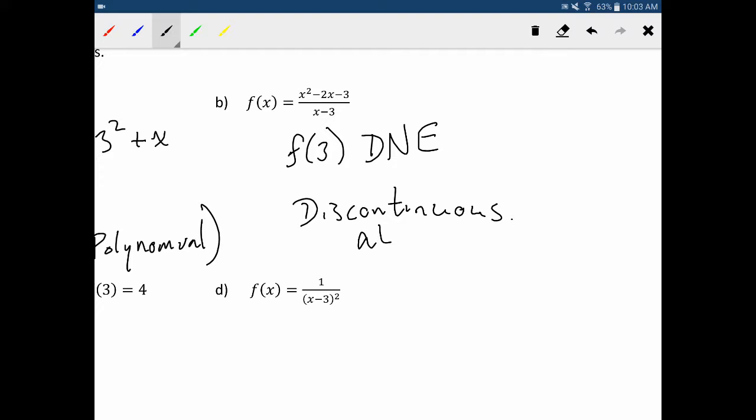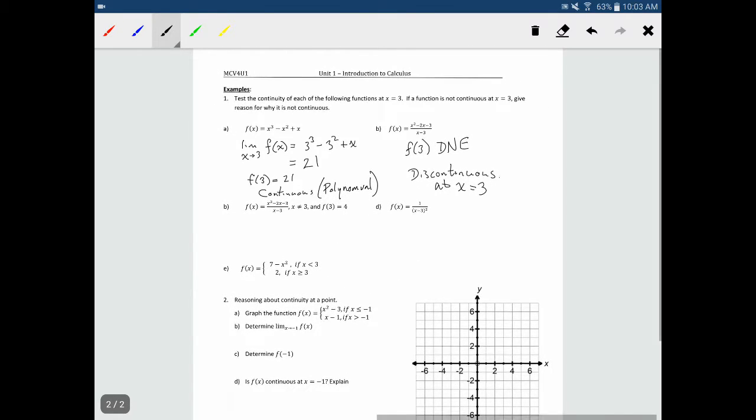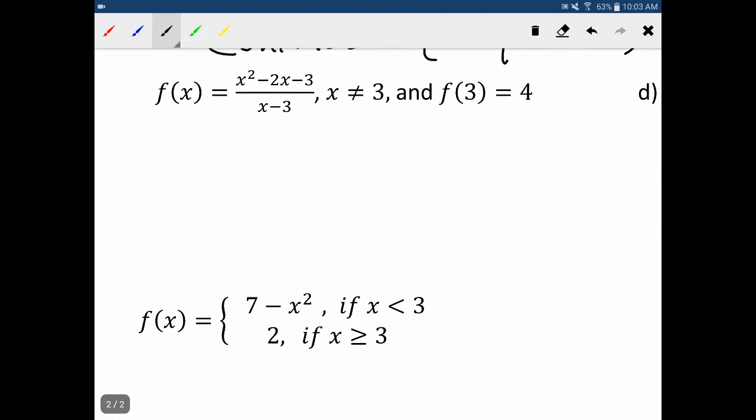Sorry, at x equals 3. Okay, so we'll look at this next one. You'll notice this is exactly the same, except that I'm saying x does not equal 3, and instead f of 3 equals 4. So it's taking that same function, it's just adding a point in there. Hopefully that will take care of the problem with the hole.